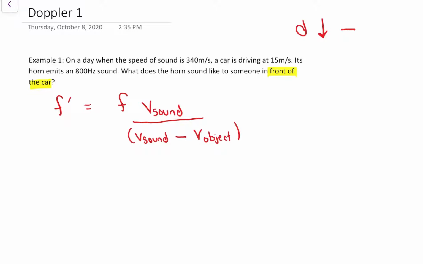If it were a different question, if you were behind the car and the car was moving away from you, then we would use the plus. So the fact that the distance is getting bigger, use the plus sign with that.